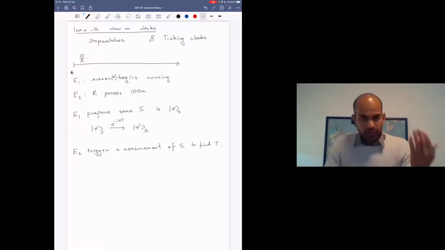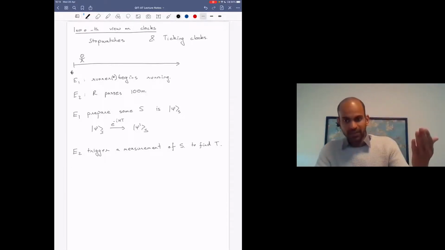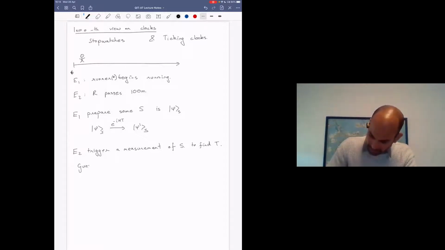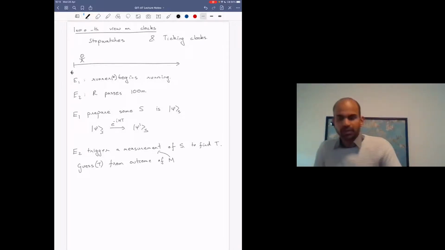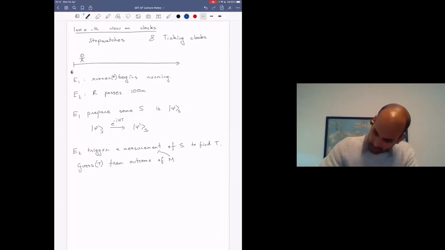So this scenario is very simple. I prepare a system that has a degree of freedom that is going to evolve in time. And when the second event happens, I simply measure this degree of freedom. And by seeing what the result of the measurement is, I make a guess about time. So I guess T from the outcome of M, which is the measurement. This whole thing is what we call a stopwatch.